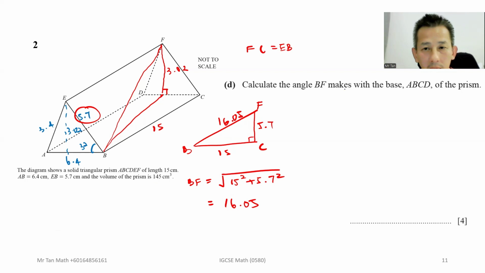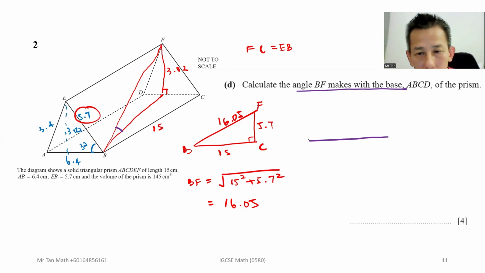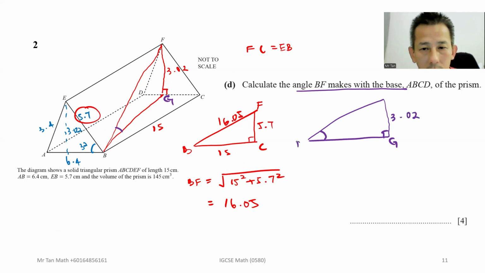And then the angle BF makes with the base, it should be here. Okay, sorry, not that angle. Here. So you need to form another right angle triangle. Okay, DEF. I label this as G, so easier for your reference. This is G. This is the angle. This is 3.02. This is B. This is F. Okay, we have here is 16.05. Okay, want to find the angle.